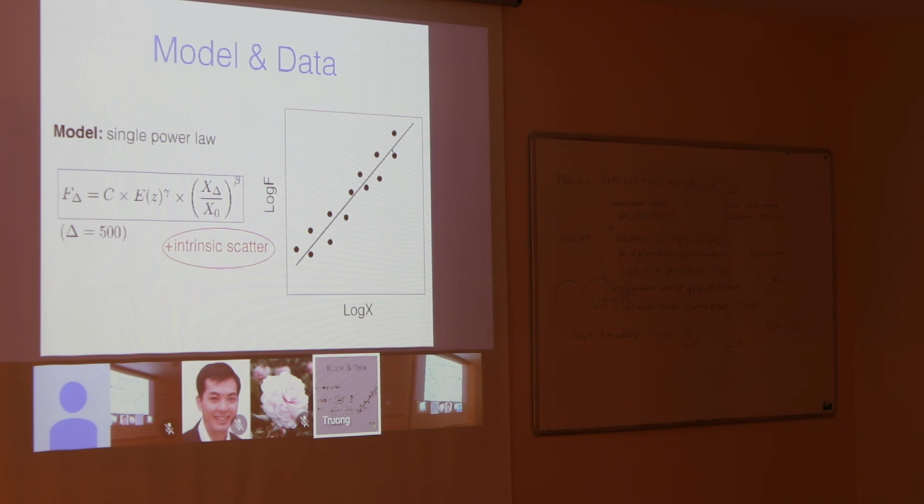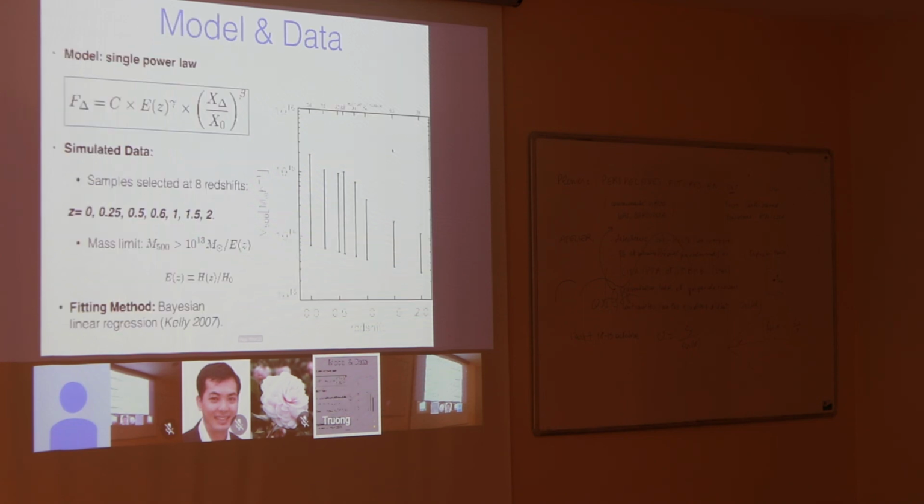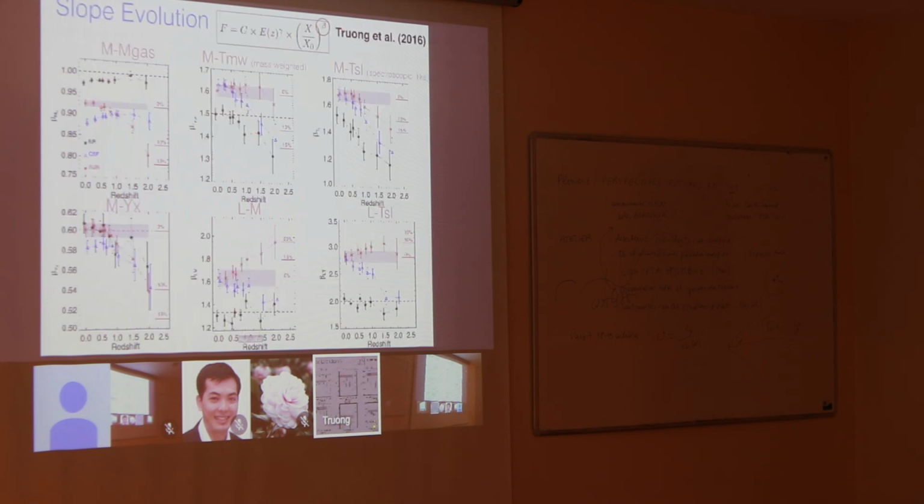Now that we have modeled the scaling relation by this single power law, the next step is simply to fit the simulated data at different redshifts and see how those parameters evolve with redshift. Here I show you the result for the slope evolution for the scaling relations. Here you see the relation between the mass and the gas mass.